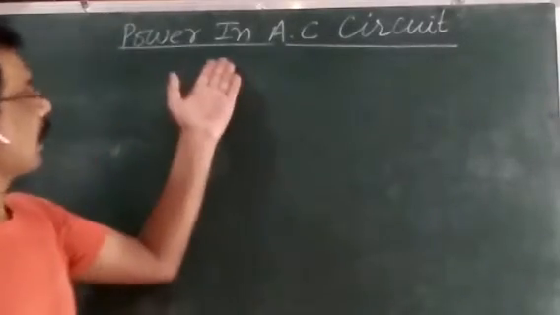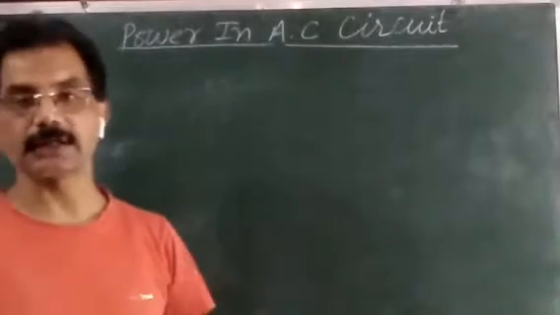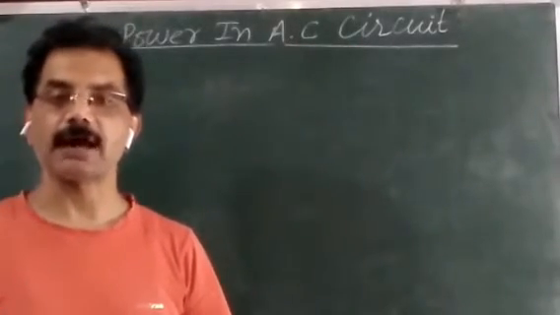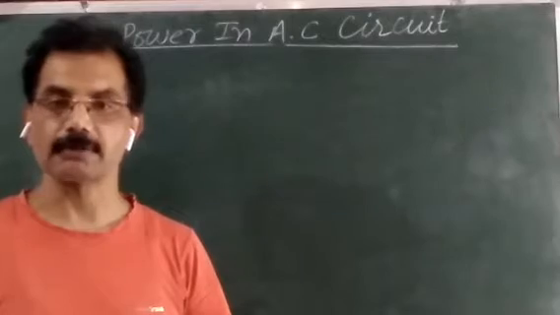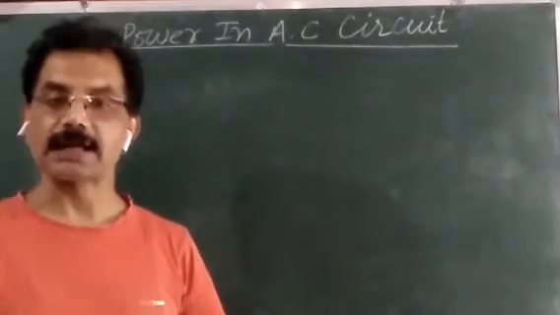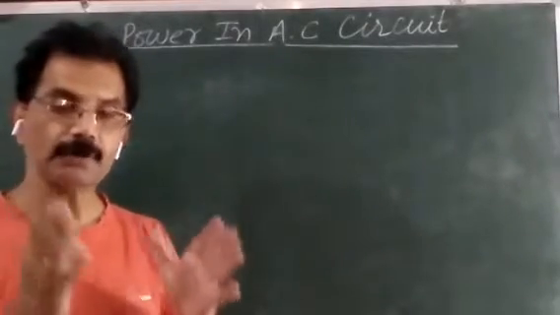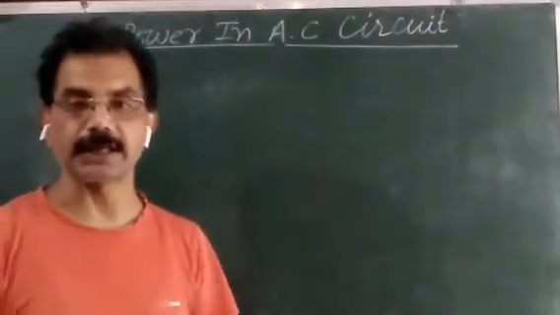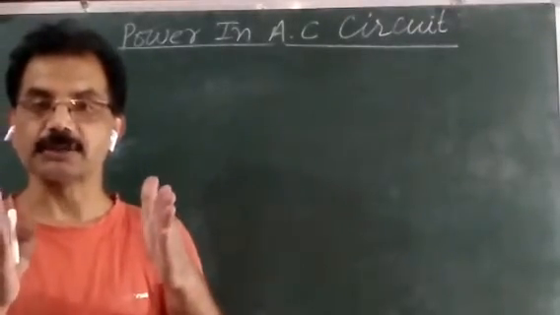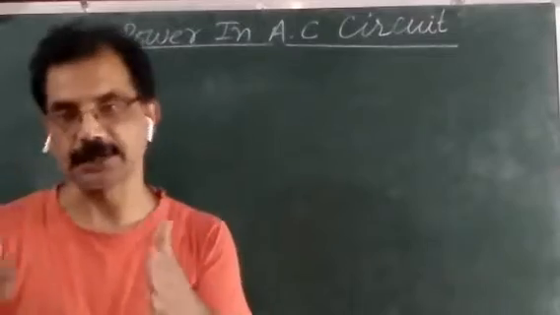And how can we calculate the power in AC circuit? In the DC circuit, I have already given the different formulas for calculating the power, like P is equal to VI, P is equal to V square by R. But how can we calculate the power in AC circuit? AC circuit means when there is a phase difference between the voltage and current.